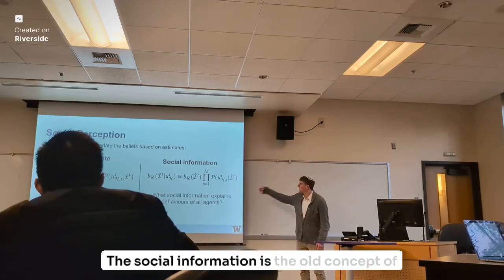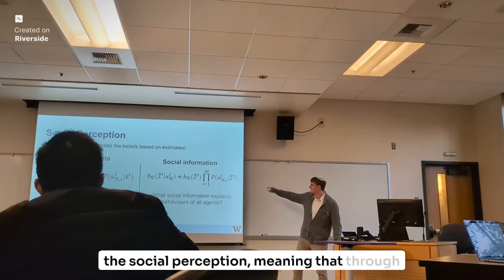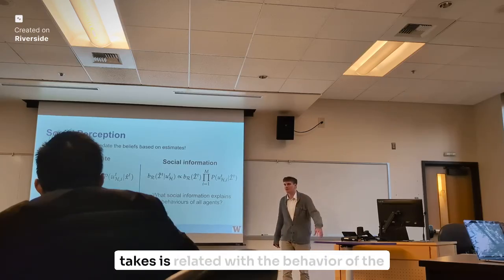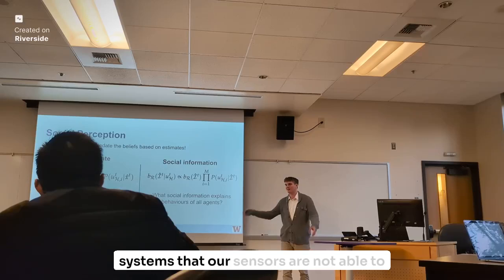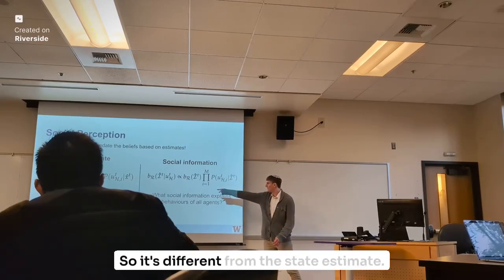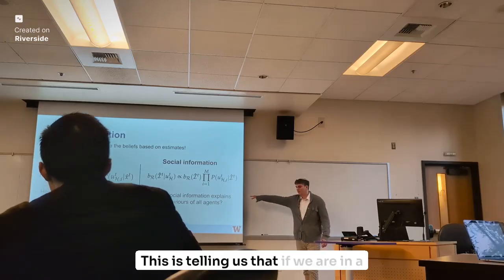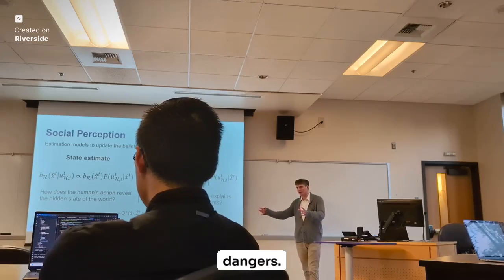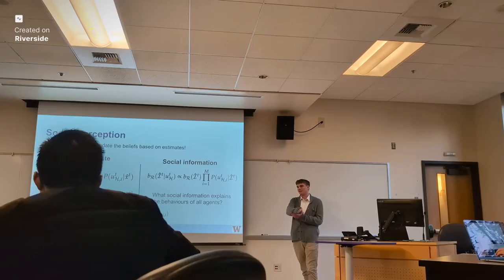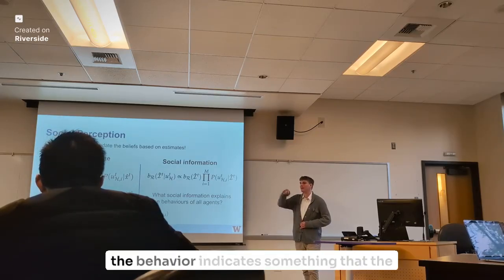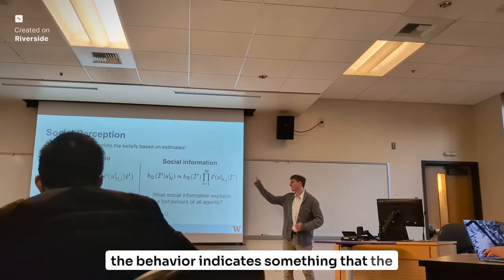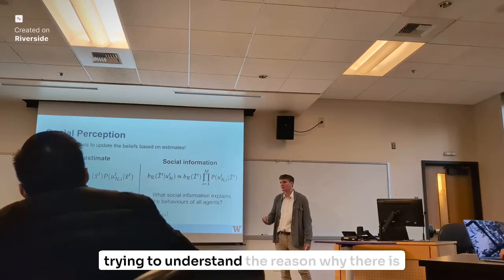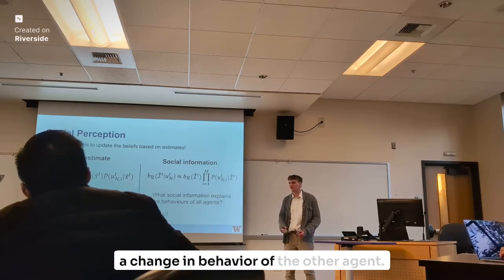The social information is the old concept of social perception, meaning that through the probability we are estimating the probability that a certain action that the other human takes is related to the behavior of the systems that our sensors are not able to capture. So it's different from the state estimate. If we are on a highway and all the people are driving aggressively, very fast, there are no dangers. While if we see that the agent next to us is suddenly slowing down, the behavior indicates something that the state cannot make us understand. Through the state we understand only the dynamics, but through this social information we are trying to understand the reason why there is a change in behavior of the other agent.